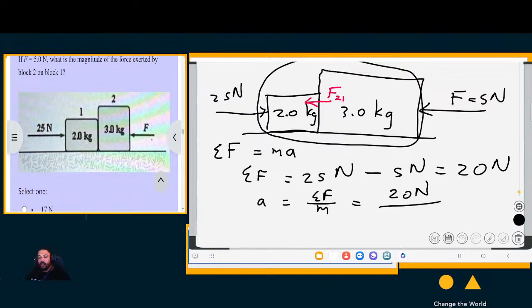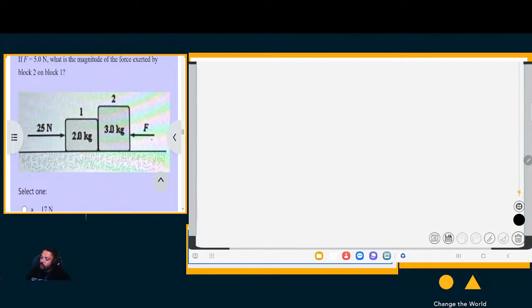The net force acting on that system is 20 newtons. What would be the mass? Yes, 5 kilograms. So the net mass would be 5 kilograms, which means the acceleration of the whole system would then be 4 meters per second squared. So now we have the acceleration of the whole system: 4 meters per second squared.